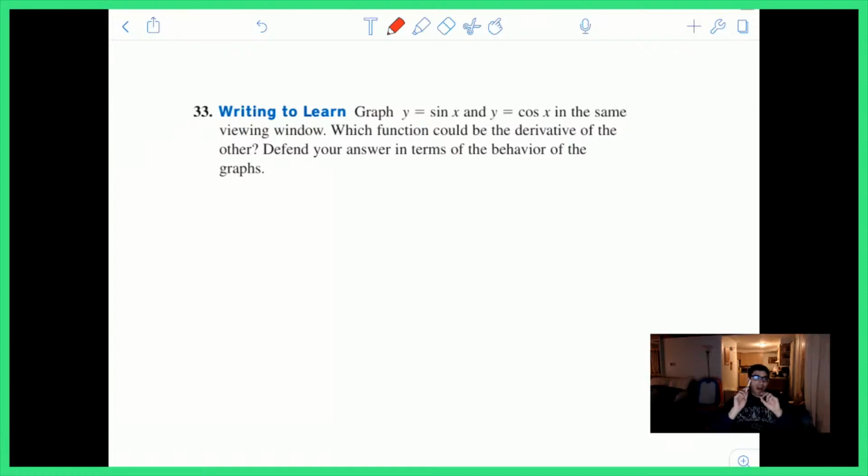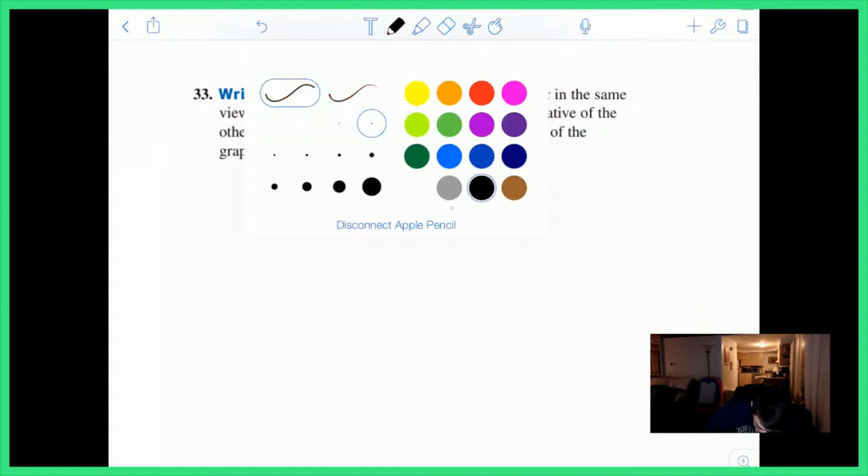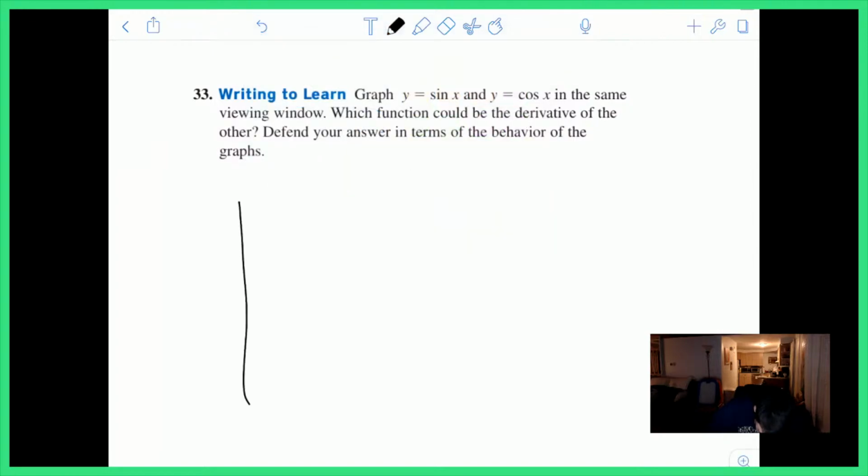So this one says, graph sine x and cosine x in the same viewing window. Which functions could be the derivative of the other? So kind of asking yourself, could cosine be the derivative of sine? Could sine be the derivative of cosine? Let's defend our answer using the graphs. Okay, so let's go ahead and graph these things. Let's just draw a nice little window here.